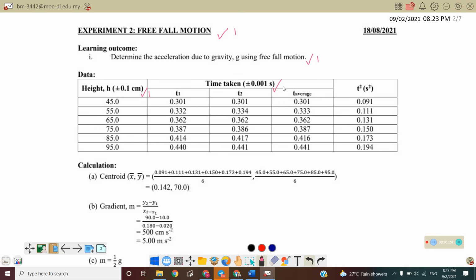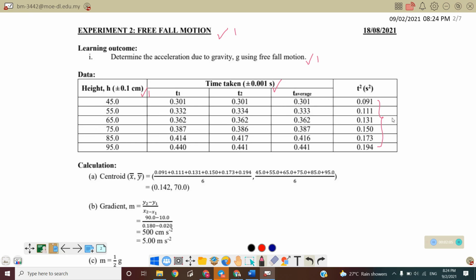Next we go to the secondary data, where secondary data is what we calculate based on the primary data. From here, T average is 0.301, and we want to sketch a graph of H versus T squared. Therefore, we need to find the value for T squared. If you square 0.301, you will get 0.091, consistently to 3 decimal places. So for T squared, this is the secondary data.